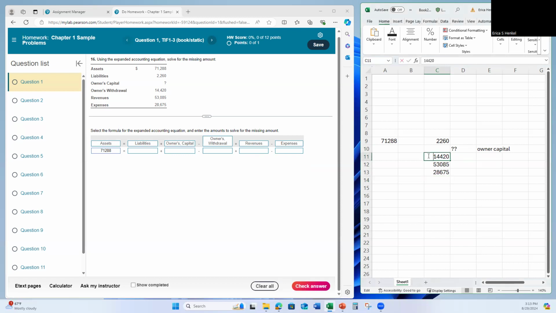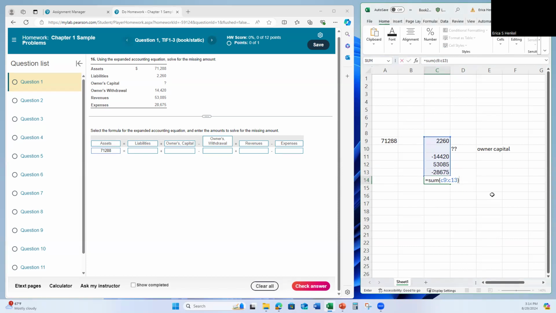So I'm going to put in the positives and negatives here. The owner withdrawals would be negative. That's a decrease. Revenues are positive and expenses are negative, right? So if I sum all these together, I'm going to select all those. I'm using an Excel formula here, equals sum, and then a left parenthesis. And then the first cell that I'm adding up here is C9. And then the colon says, take everything in between these two cells. The last cell I'm looking at here is C13.